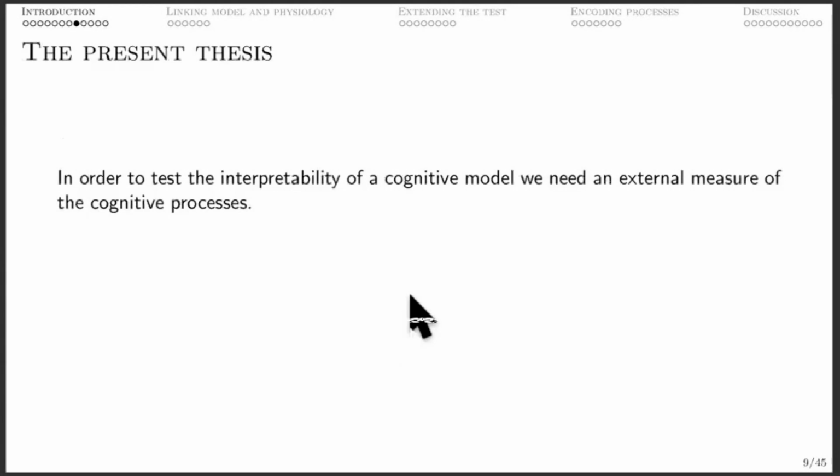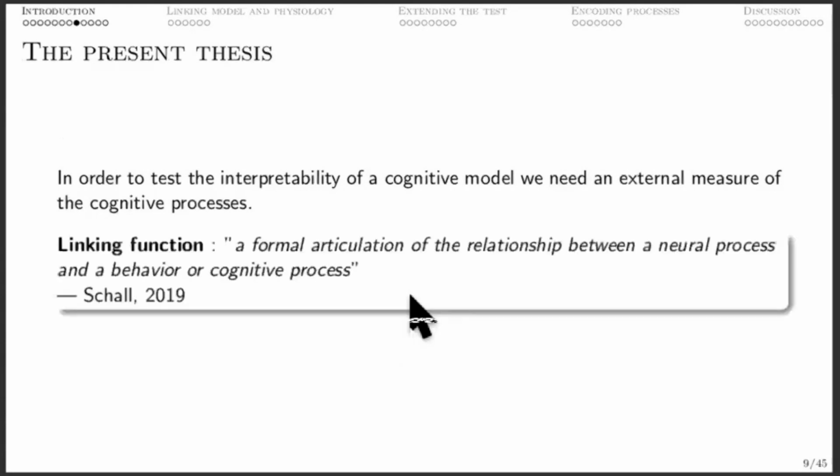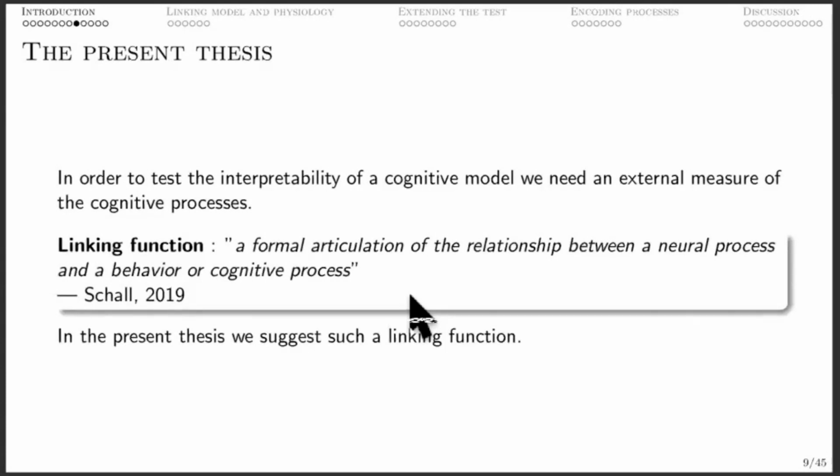So in order to test the interpretability of a cognitive model, such as the drift diffusion model, we would need an external measure of the cognitive process. And this can be done by defining a linking function, which Scholl in 2019 defines as a formal articulation of the relationship between a neural process and a behavior or cognitive process. So we basically want to have a measure of cognitive process in order to compare this measure to the parameter that is supposed to implement the cognitive process. And in the thesis, we developed such a linking function.